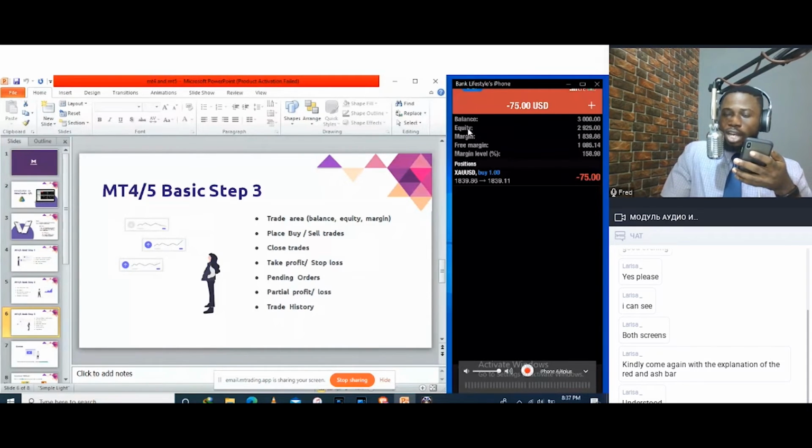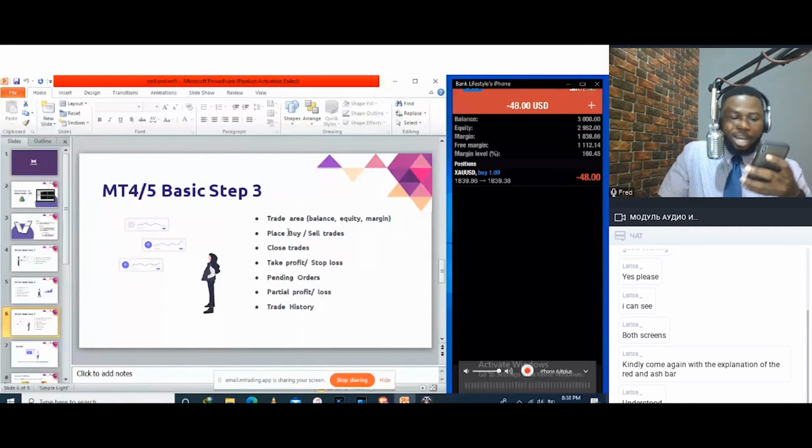So that's it for the equity. So right now, if you want to know how much money we have or own, that is the equity. So anytime you open a trade, your balance is no more your money. Your money now becomes the equity. That's the money you will have at the moment when you close your trade. And we also have the margin over here.